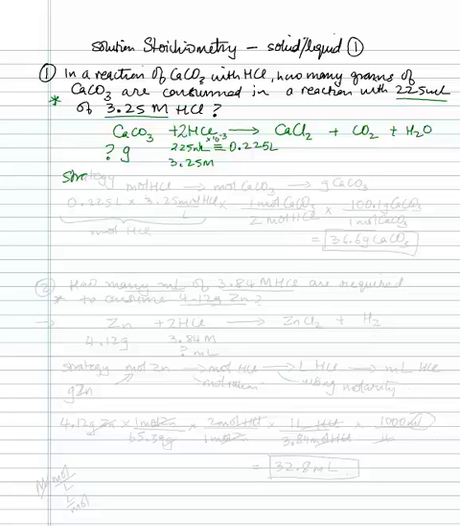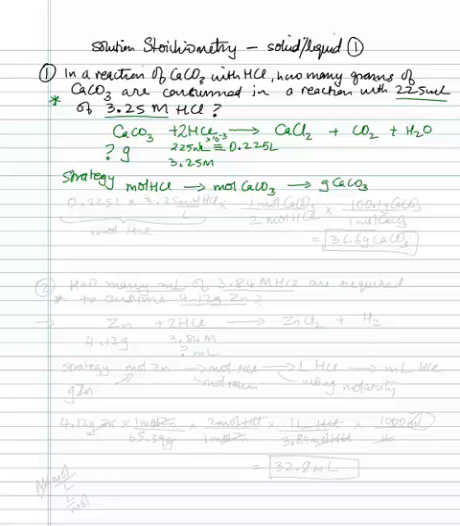Then let's write our strategy. Okay, what is it that we need to do? This is a stoichiometric problem, as usual. So we need to find the grams of calcium carbonate, which means that our strategy is to first find moles of HCl, then we'll find moles of calcium carbonate, and then from moles of calcium carbonate, we'll go to grams of calcium carbonate. Okay, not too hard.